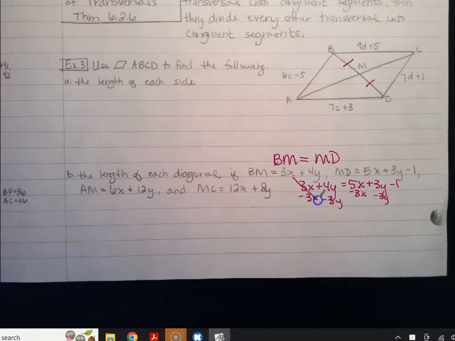Well, you said move it to the other side. So 4y minus 3y is y. 5x minus 3x is 2x. These canceled, so we have minus y. Minus 1. Thank you, minus 1. Minus y. Right? Okay. Then we have AM is equal to MC. So we're going to have 6x plus 12y is equal to 12x plus 8y.